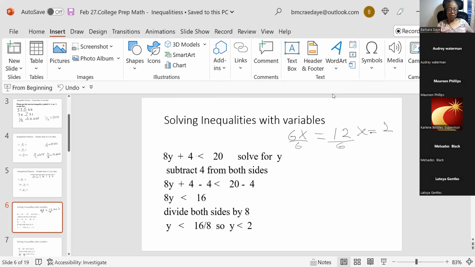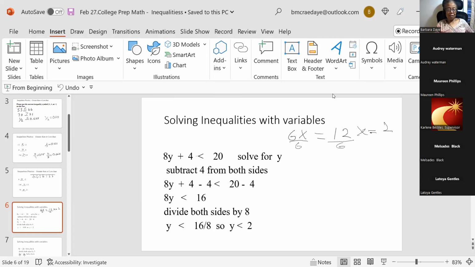Now, plus 4 minus 4 is 0. So what do we have left on the left side? Just 8y. 20 minus 4 is 16. Now we have something that looks just like what we have up here. That's a multiplication, right? So what's the opposite of multiplication? Divide. So we divide both sides by 8.